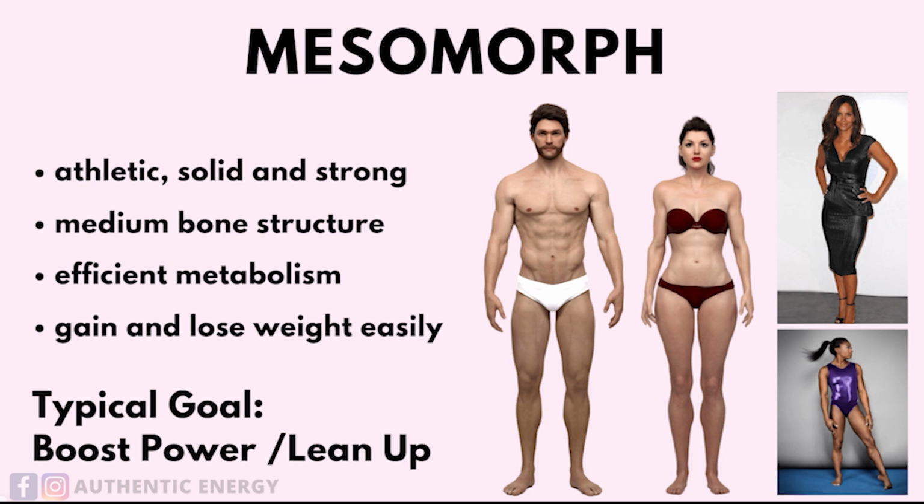On the right-hand side, you can see we have a celebrity example for a mesomorph body, Halle Berry. Halle Berry's body is a typical example of a mesomorph, and she's very muscular in a lot of her movies. From the sports world, we have a gymnast. I've got Simone Biles here as a gymnast example. A lot of gymnast bodies are very mesomorph, where you can see very defined muscles. The typical goal for mesomorph bodies is to lean up and also to boost power.